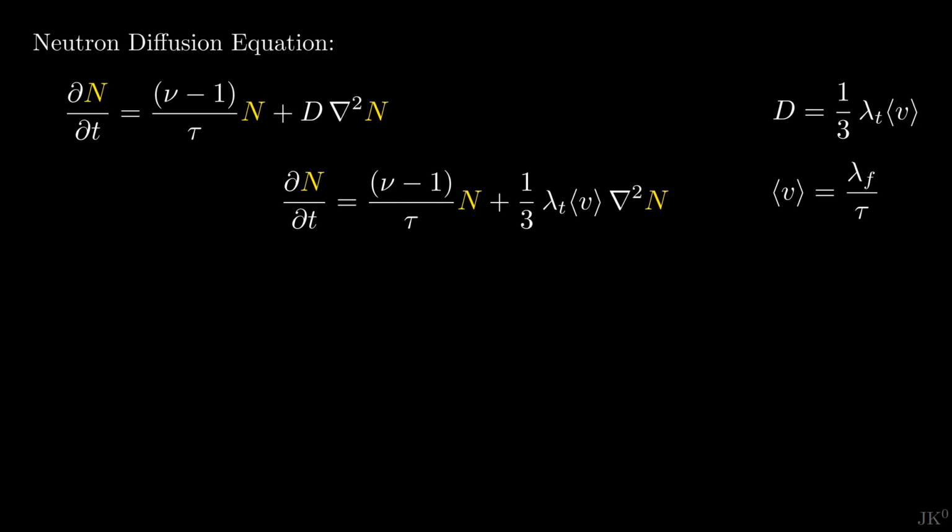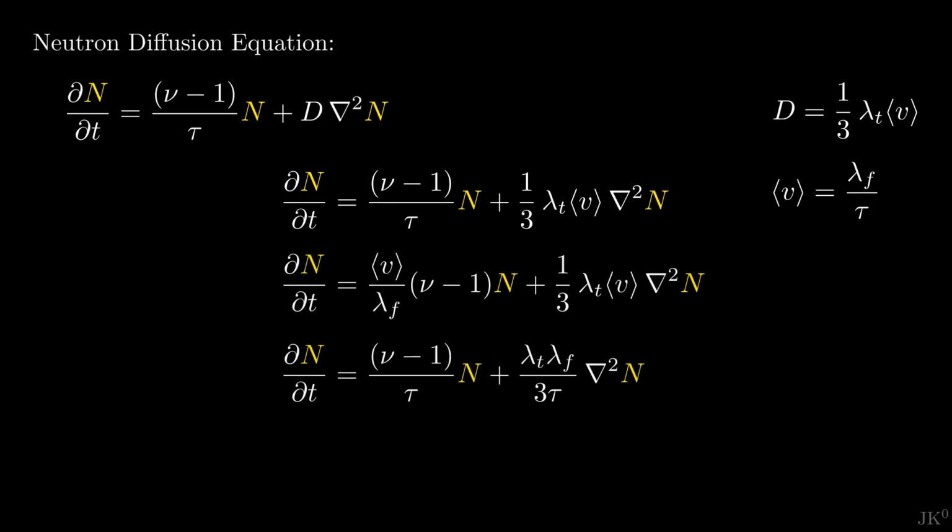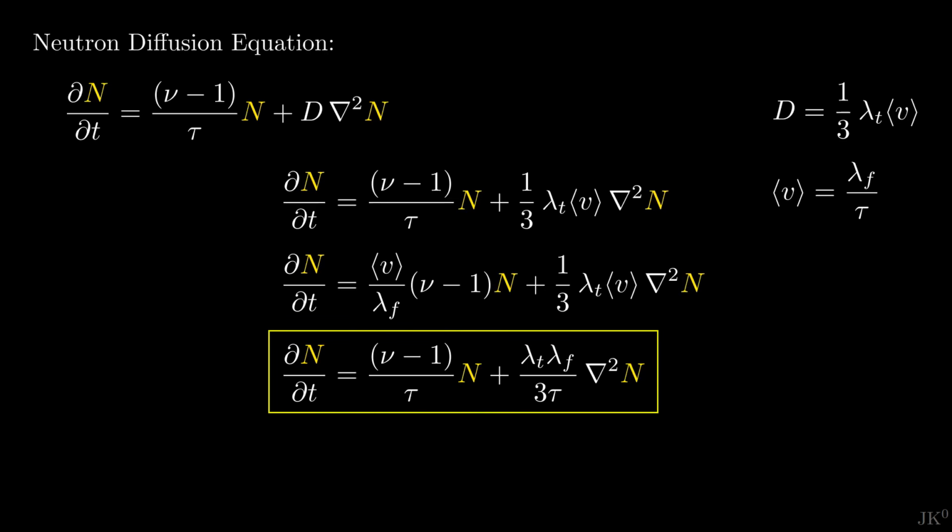Note that because the average neutron speed is the fission mean-free path, lambda f, divided by the average time between fissions tau, this equation can be written in different ways, but they're all equivalent. From here, I will use the expression shown in the third line.